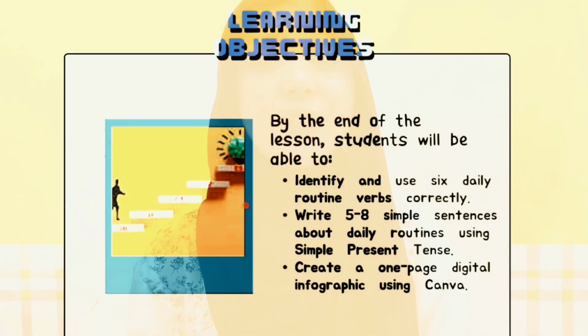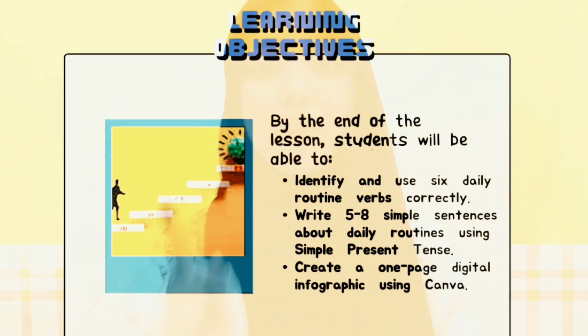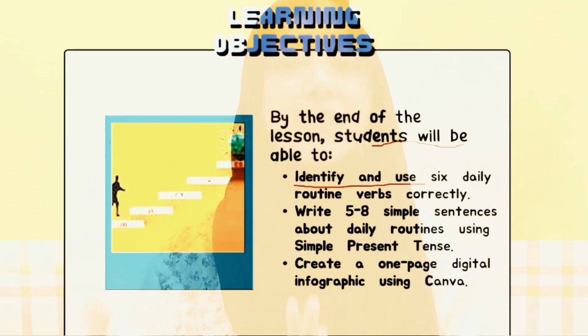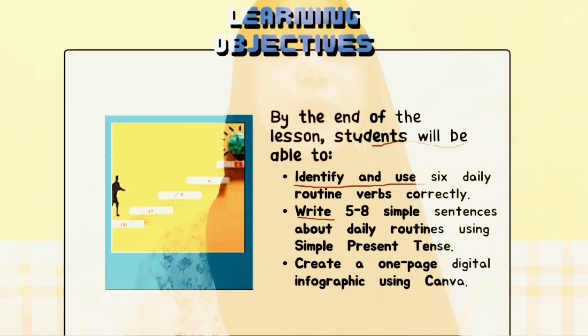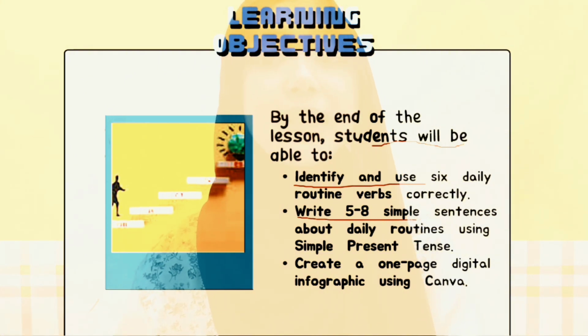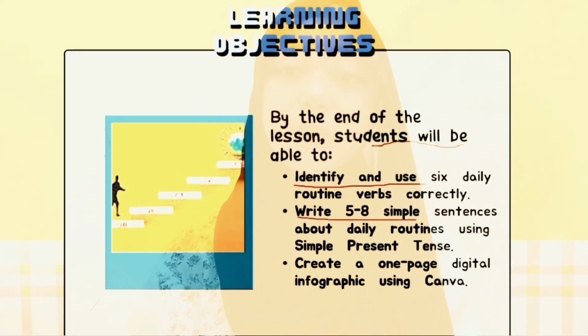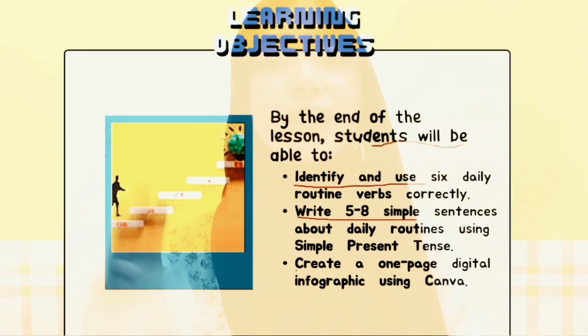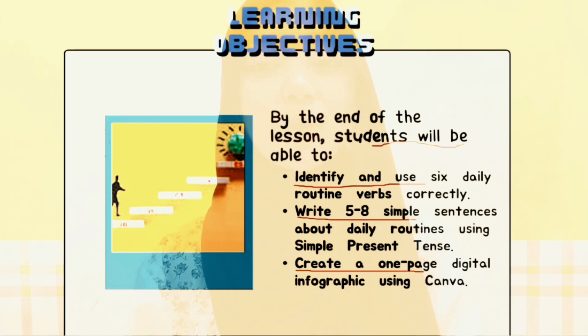Okay, the lesson objectives of this lesson are: first, students will be able to identify and use at least 6 daily routine vocabulary items correctly. Second, students will be able to write 5 to 8 simple sentences about their daily routines using the simple present tense. And third, students will be able to create a one-page digital infographic using Canva about their own daily activities.